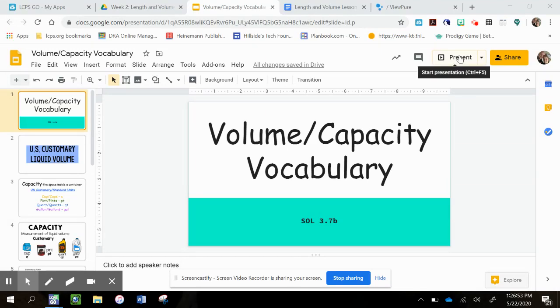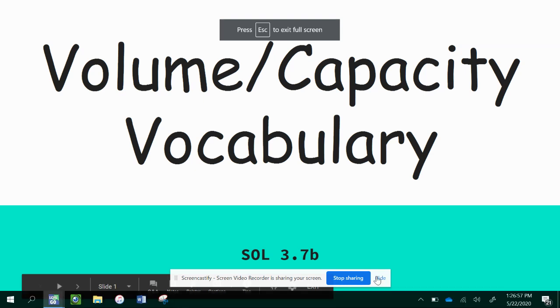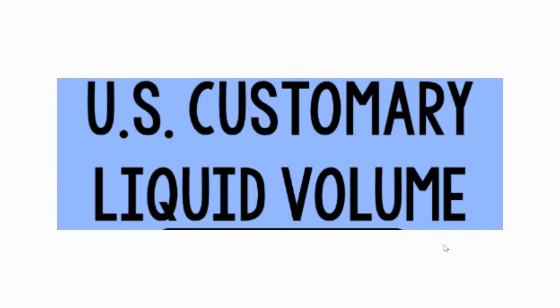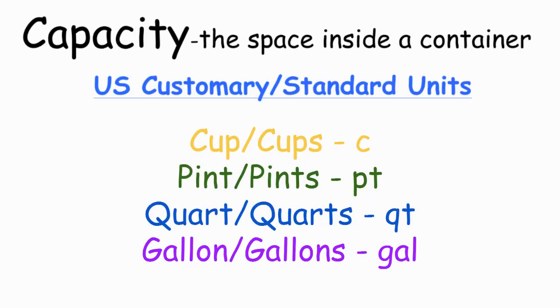Now we're going to look at volume and capacity vocabulary, starting with our U.S. customary liquid volume. Again, when it comes to volume, we do have U.S. customary units and metric units. Capacity is the space inside a container. So for our U.S. customary units, we use cups, pints, quarts, and gallons.